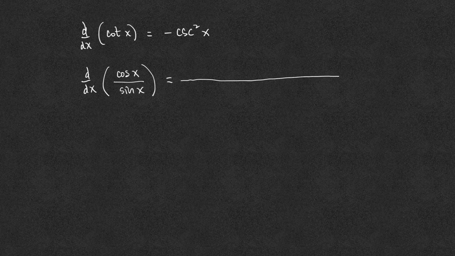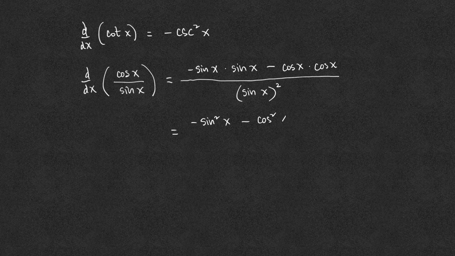Using the quotient rule, we will square the denominator, and then in the numerator, we take the derivative of the numerator. The derivative of cosine of x is negative sine of x times the denominator, minus, and then we keep the numerator, and then times the derivative of the denominator. The derivative of sine of x is cosine of x. The numerator is now negative sine squared of x minus cosine squared of x, and the denominator is sine squared of x.